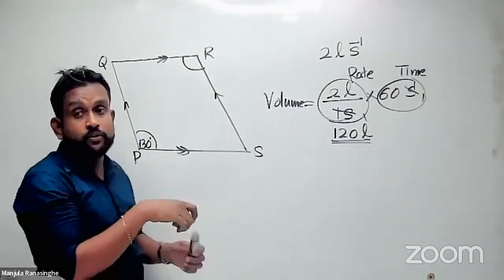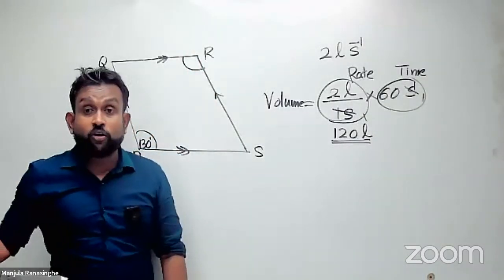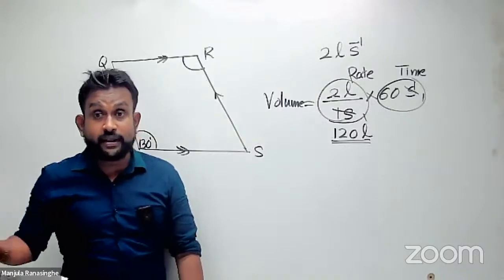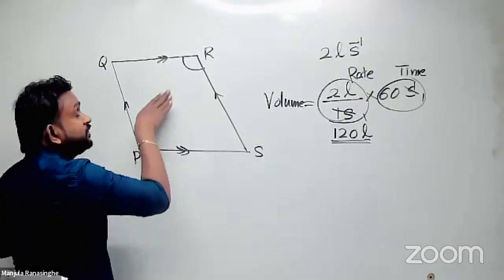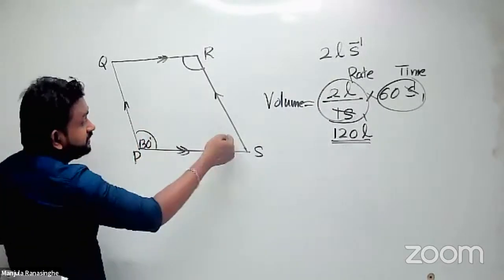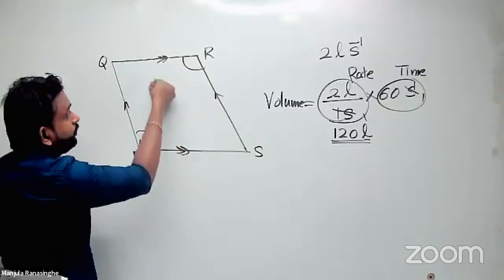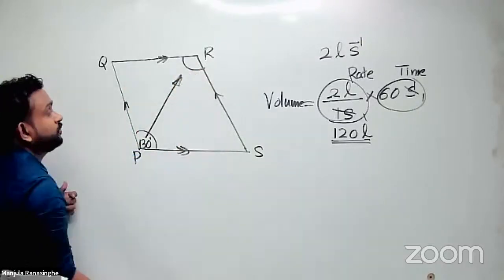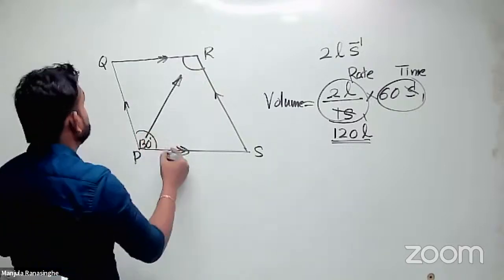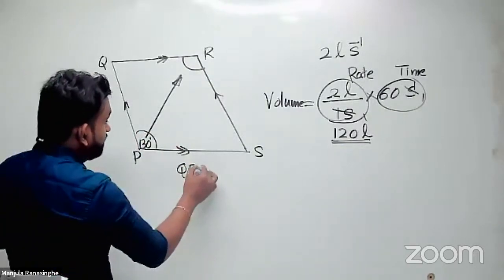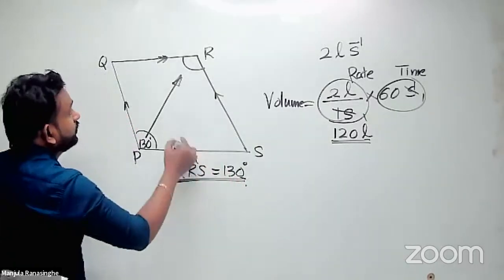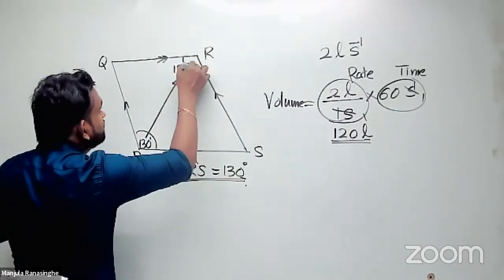In a parallelogram, remember, opposite angles are equal. So what are the opposite angles? This angle is opposite to this one. These are opposite, so these two angles are equal. The opposite angles are equal, so you can write the first one: angle QRS equals 130 degrees. First answer. Mark it as 130.